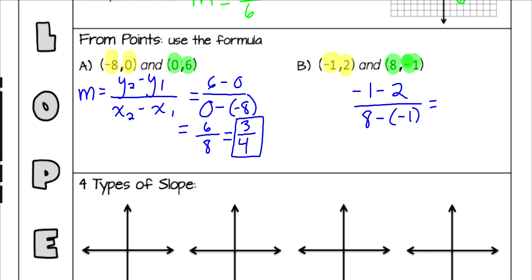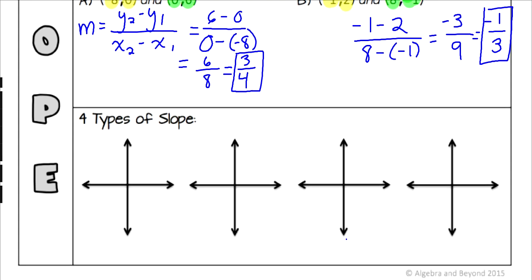So again, simplifying that, -1 minus 2 is -3 on the top. On the bottom, 8 minus -1 would be +9. And then I want to check to see if I can reduce, which this one can. They're both divisible by 3. So -3 divided by 3 is -1, and 9 divided by 3 is 3. So my reduced slope there would be -1/3. So when we have 2 points that we're given in coordinate pair form, we want to use that formula in order to find the slope.